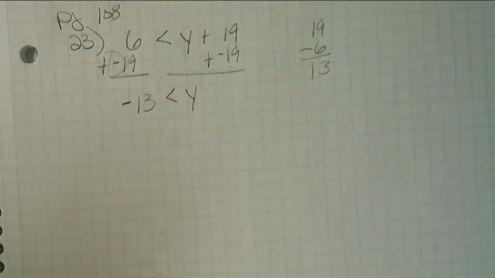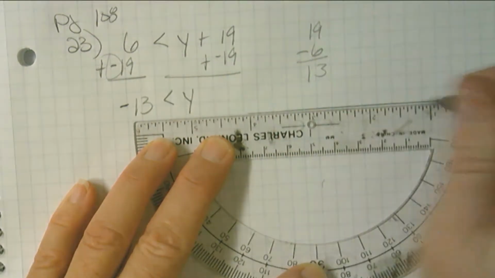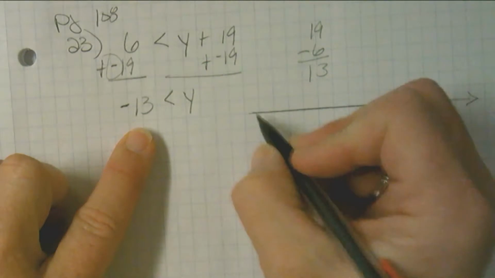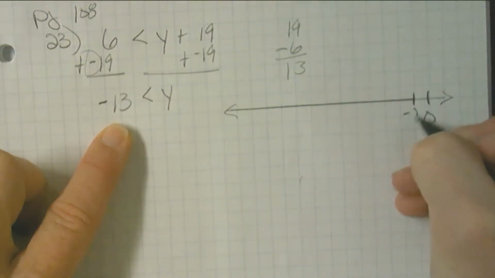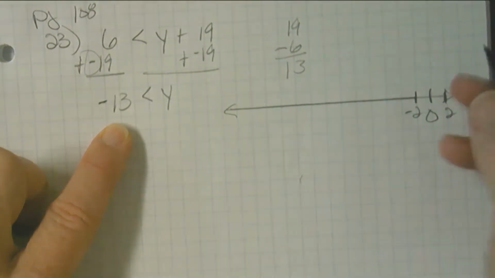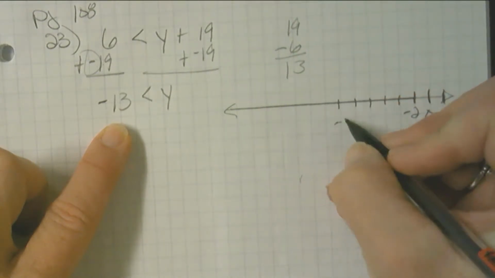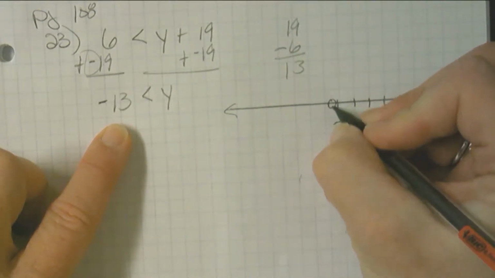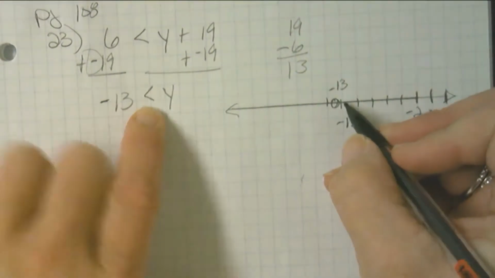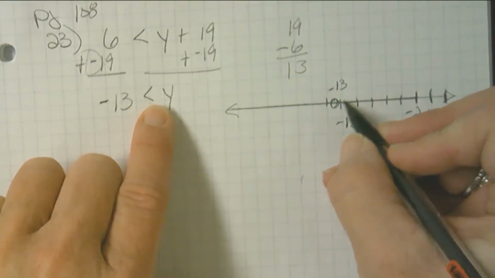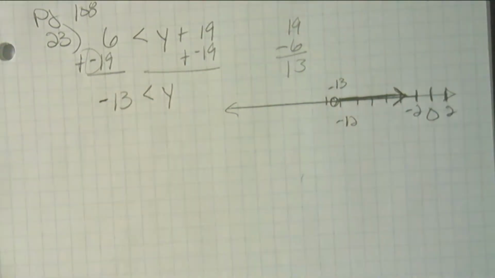And then if I go to graph that, negative 13 is where it starts. So I'm going to do my 0 way over here. I'm going to count by 2. So this is a negative 2, and this is a positive 2, just so you know what I'm counting by. 4, 6, 8, 10, 12. Here's negative 12. So here is negative 13. And the bigger side of my inequality is facing my y. So all the values for my y have to be bigger than that dot.